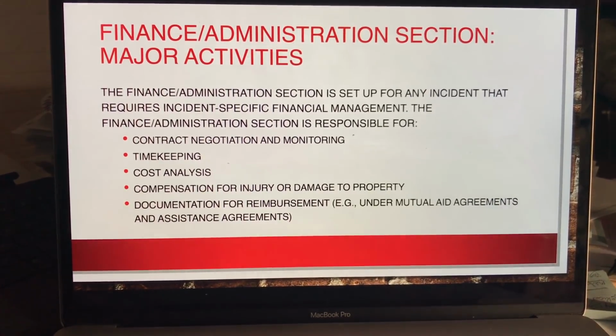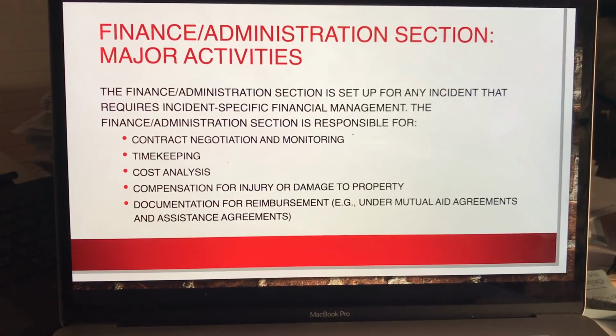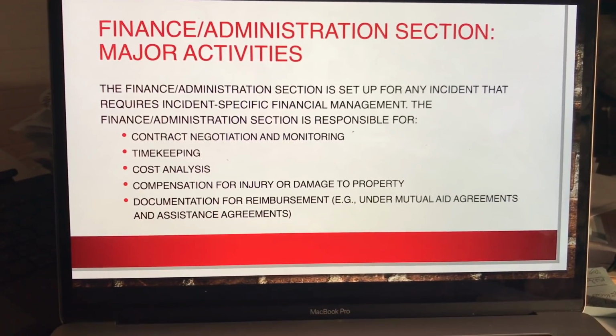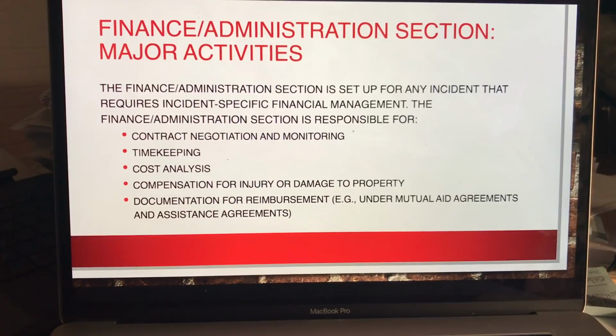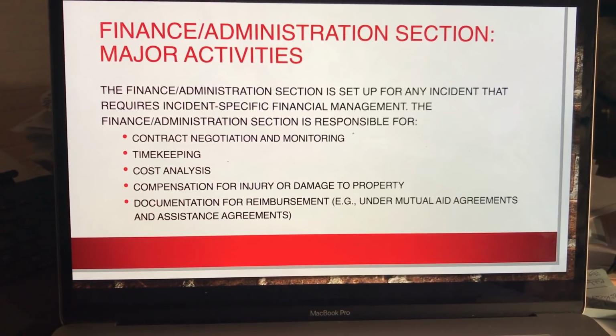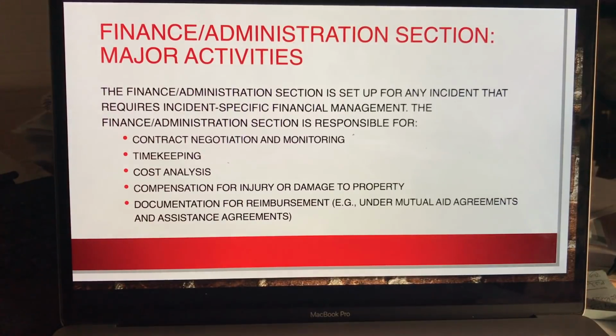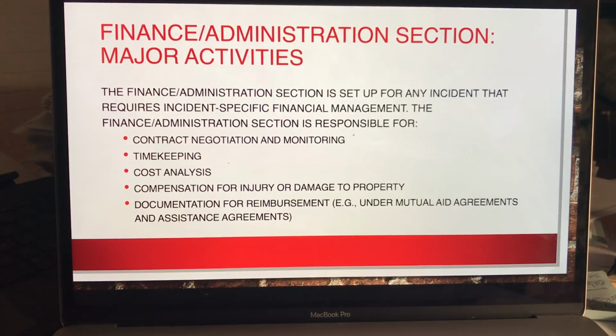Major activities of the finance administration section. Contract negotiation and monitoring, timekeeping, cost analysis, compensation for injury or damage to property, and documentation for reimbursement.